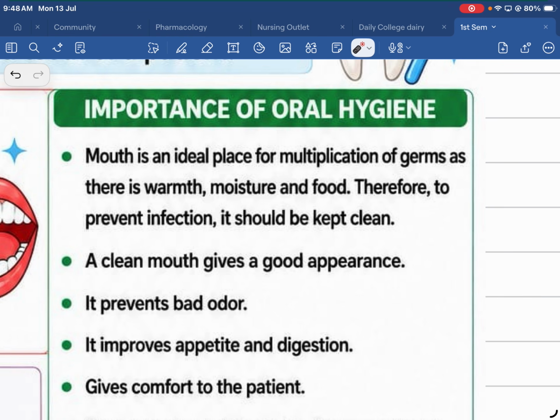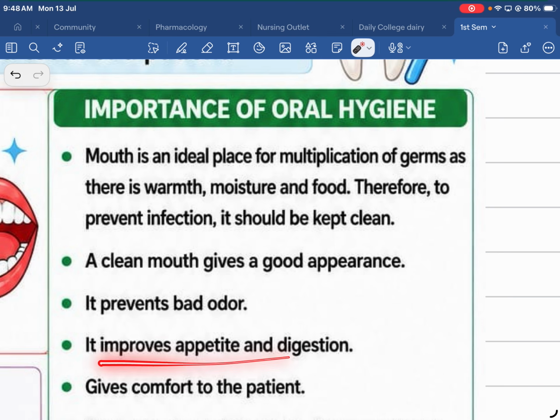And food is available every time. Clear? So, in order to prevent infection, we need to do oral hygiene, that is the importance. Clear? Next, a clean mouth gives a good appearance. Am I right or not? You can see the celebrities' mouths, they will be shining. Why is it shining? Because they give more care to the oral cavity. So a clean mouth gives a good physical appearance and prevents bad odor. That is why they can talk confidently with whoever it is.